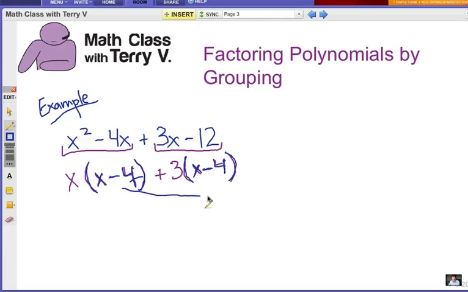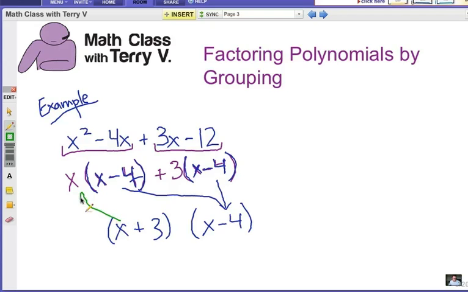Alright? The key now is to write it once. Alright? If I notice that an x minus 4 is common with both of these parts, I write it down once. So I put down x minus 4, and then I see what's left. On the outside here I have an x. On the outside here I have a plus 3, and that is my other binomial.